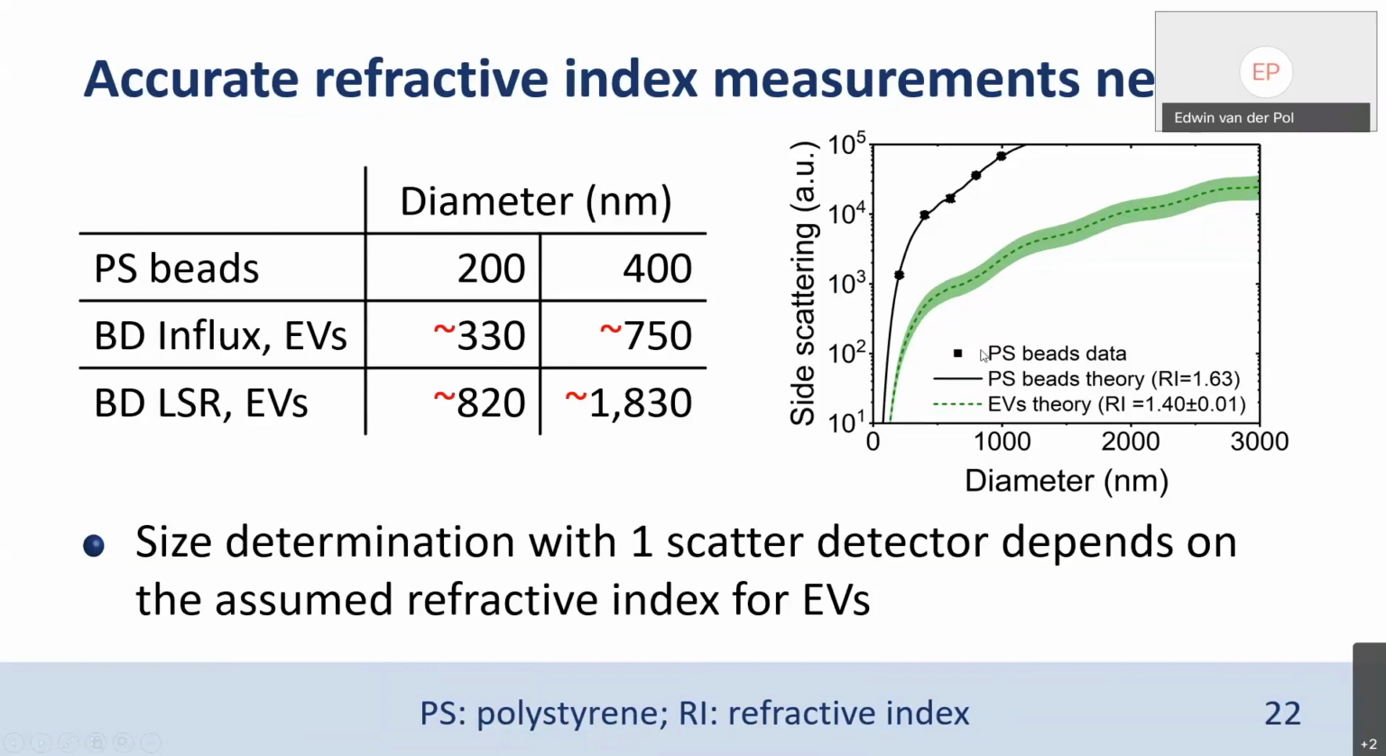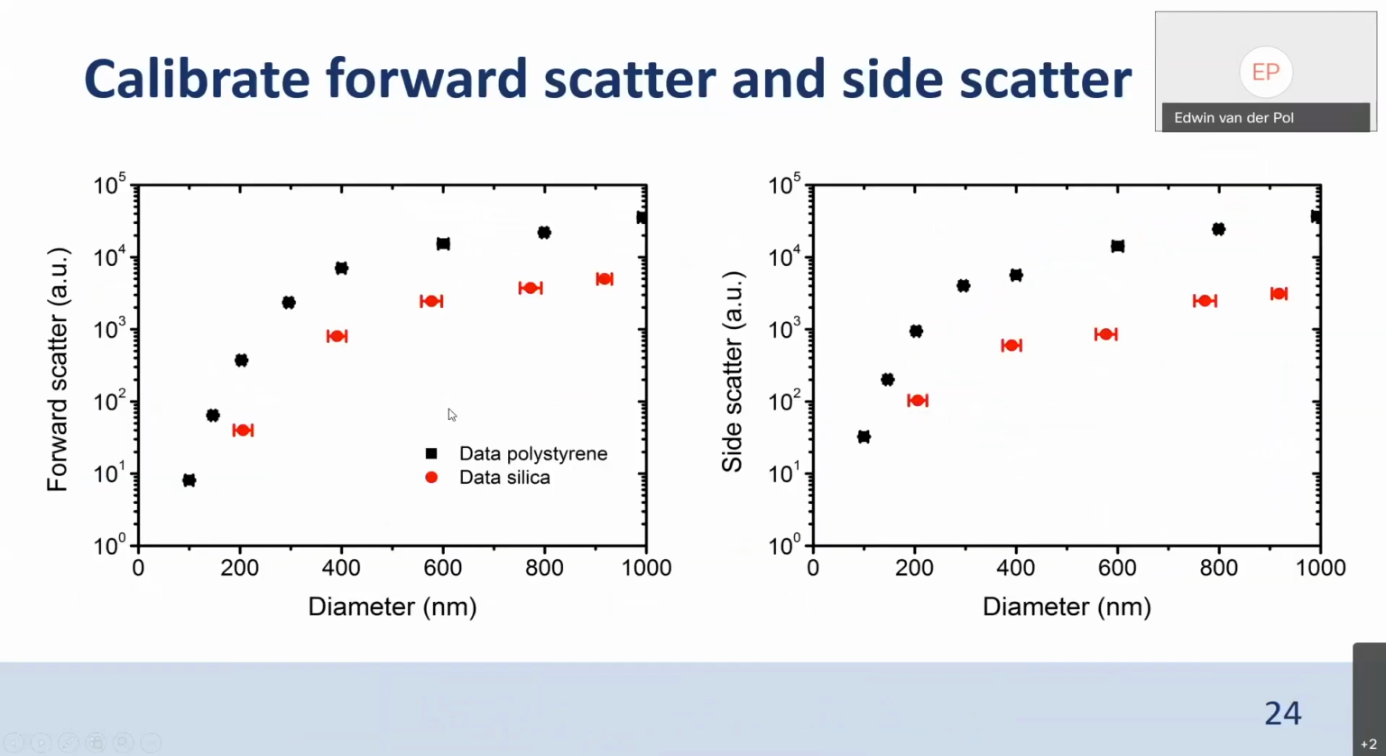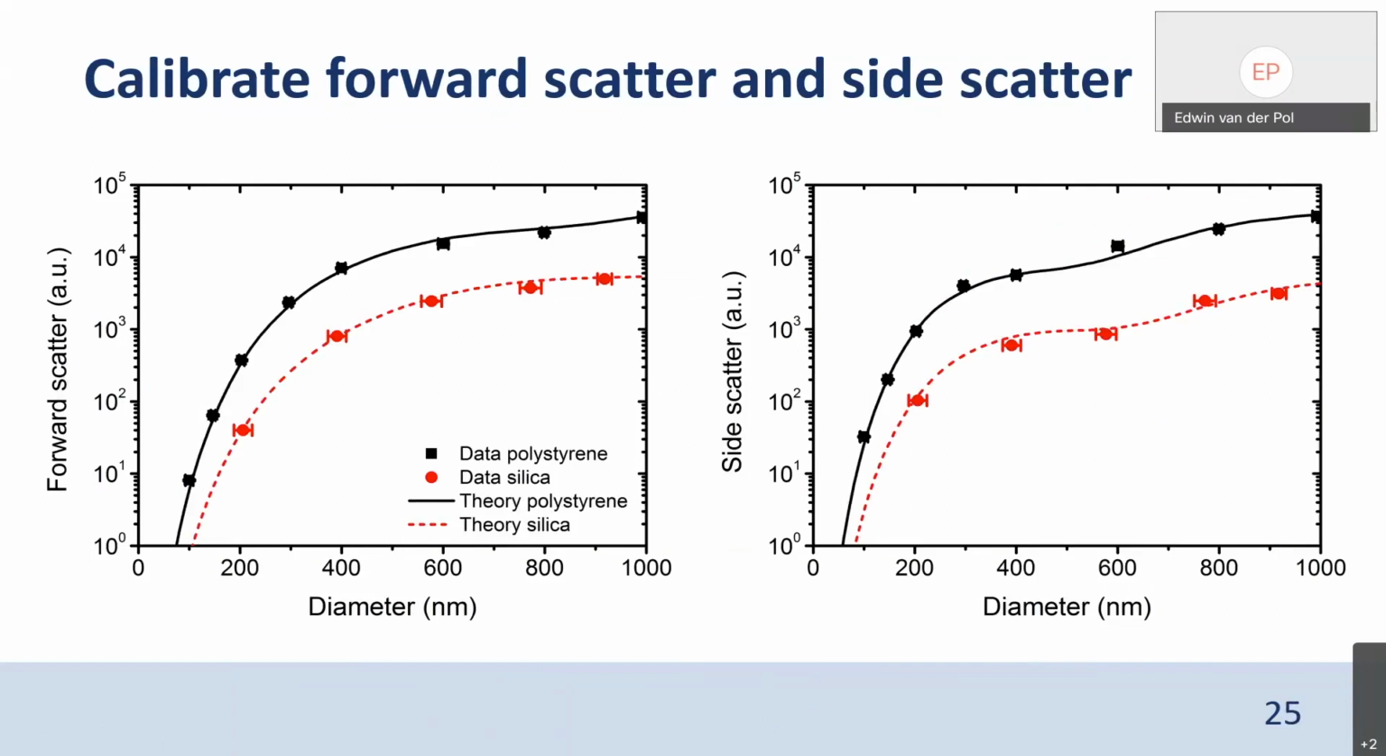And now the question is, can we derive this refractive index accurately, and how? There is a way for that, and that's by combining the information of 2 scatter detectors. And to do so, we will use exactly the same approach as calibrating one scatter detector. So here you can see the forward and side scatter versus diameter measured for polystyrene and silica beads, in this case by an Apogee A50 flow cytometer. And then we will apply Mie theory, taking into account the refractive index of the beads and the collection angle of the flow cytometer. As you can see, the theory describes the data well.